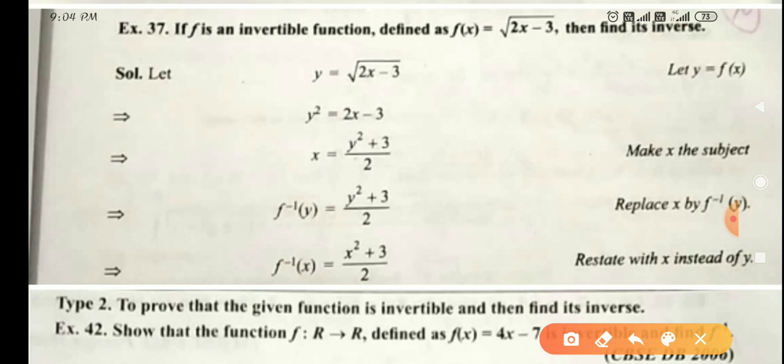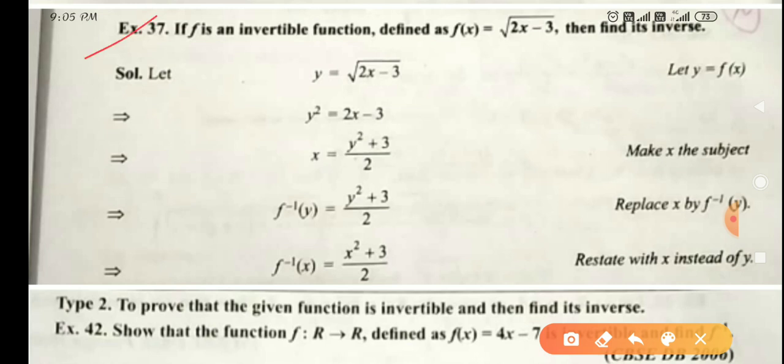Some functions will be given and it will be said in the question that this function is invertible. You find only the inverse. And in the second type of problem, you will show the function is invertible and then you will find the inverse of that function. So first type I am going to take.